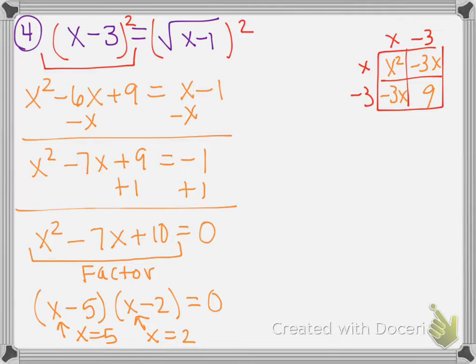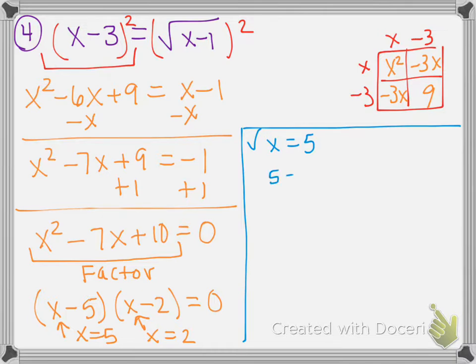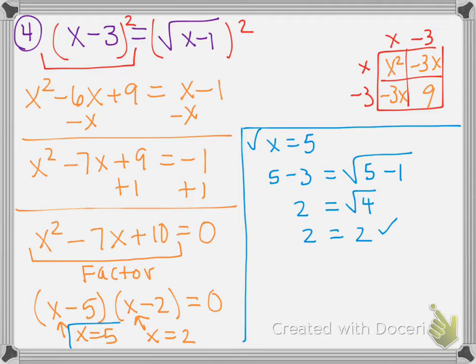So now we're going to check to see if both of these are answers to our problem, or just one of them, or none of them. So let's check x equals 5 first. Go back to the original. It was 5 minus 3 and the square root of 5 minus 1. So 5 minus 3 is 2. 5 minus 1 is 4, and the square root of 4 is 2. So x equals 5 works out.